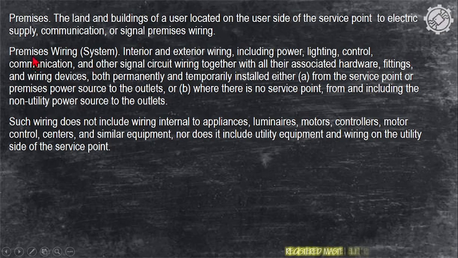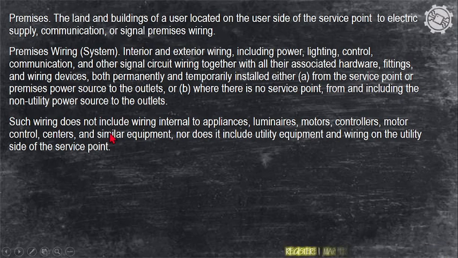So the premises wiring system: interior and exterior wiring including power, lighting, control, communication, and other signal circuit wiring, together with all its associated hardware and fittings, kasama yung mga conduit, yung mga boxes, which is installed either from the service point or the premises power source to the outlets, and where there is no service point, including non-utility power sources to the outlet. So meaning itong premises wiring hindi to sakop ng Philippine Electrical Code Part 2. This is scope ng PEC Part 1.